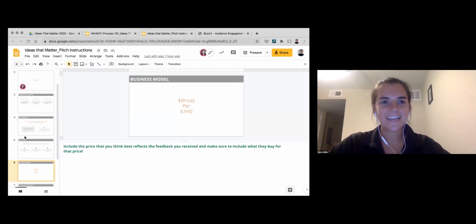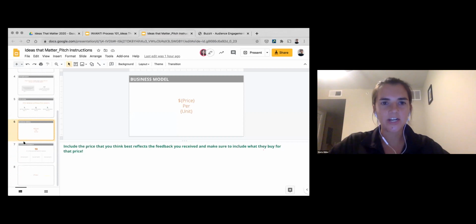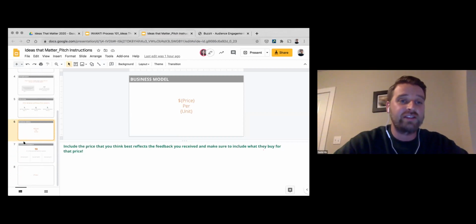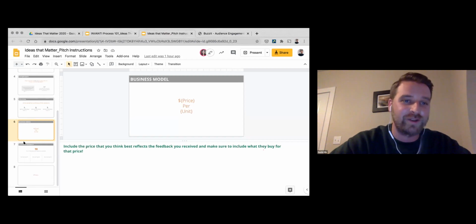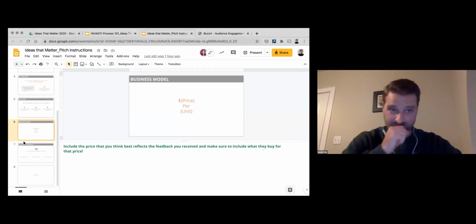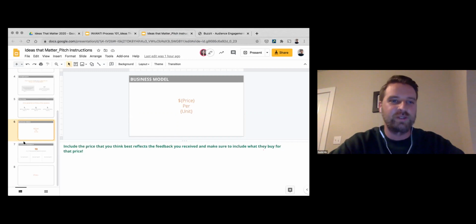And hopefully this is less than whatever the value you're unlocking is with that metric. So for example, if you're going to save me $5,000, I'm probably not going to pay you $5,000, but I might pay you some portion of $5,000. So just make sure the price makes sense given what you've said the value you unlock is.